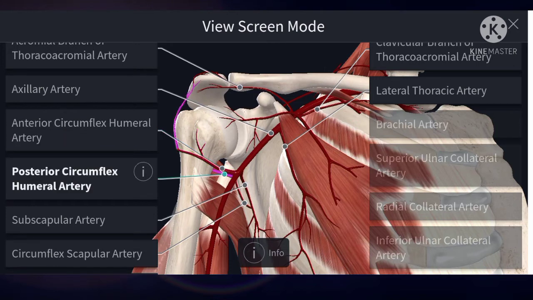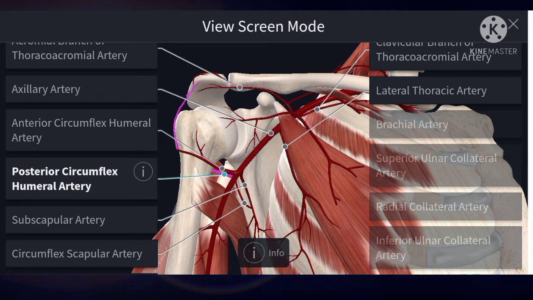Now, we will see the posterior circumflex humeral artery. As you can clearly see here, the posterior circumflex humeral artery is much larger than the anterior circumflex humeral artery. It arises from the third part of the axillary artery at the lower border of subscapularis. It runs backward, accompanied by the axillary nerve, and passes through the quadrangular intermuscular space and anastomoses with the anterior circumflex humeral artery around the surgical neck of humerus.